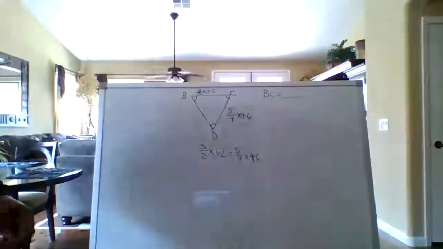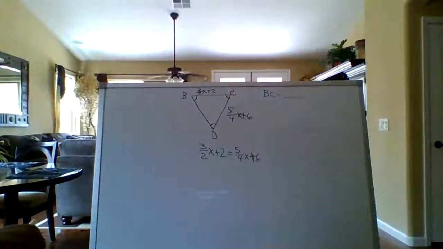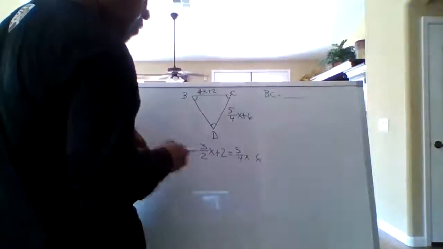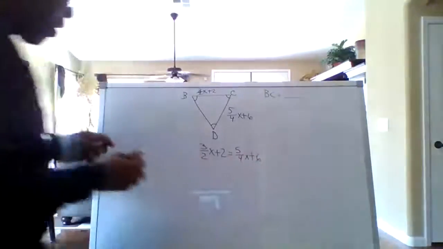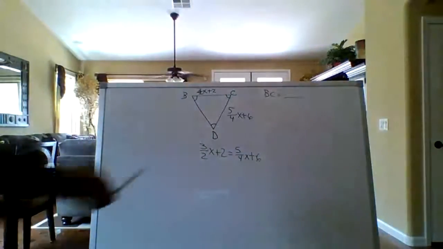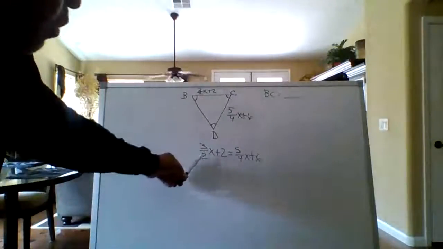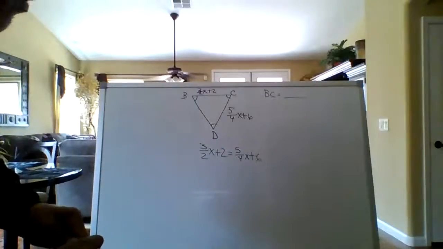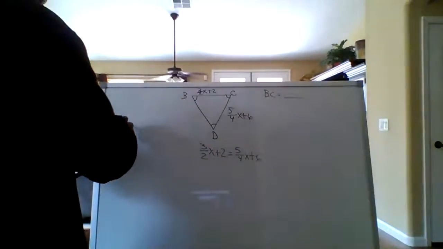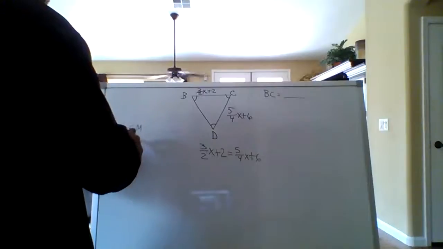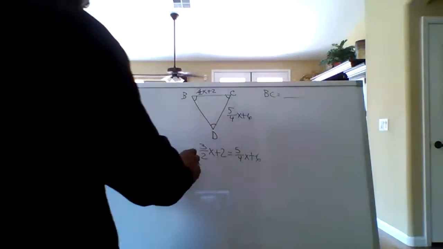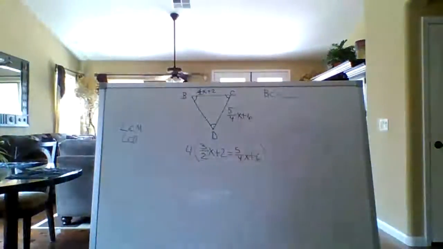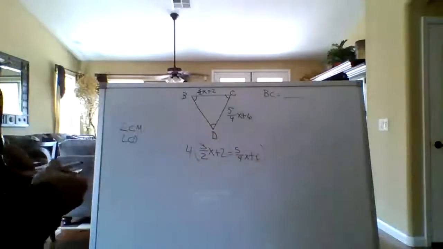So one method we can do here is clear the fractions. Let's find our least common denominator, or least common multiple. Now we have 2 and 4. 2 is the smallest number. 2 goes into itself. 2 goes into 4 as well. 4 goes into itself. So our LCM, or you can say LCD, is 4. Multiplying each term by 4 will clear the fractions.